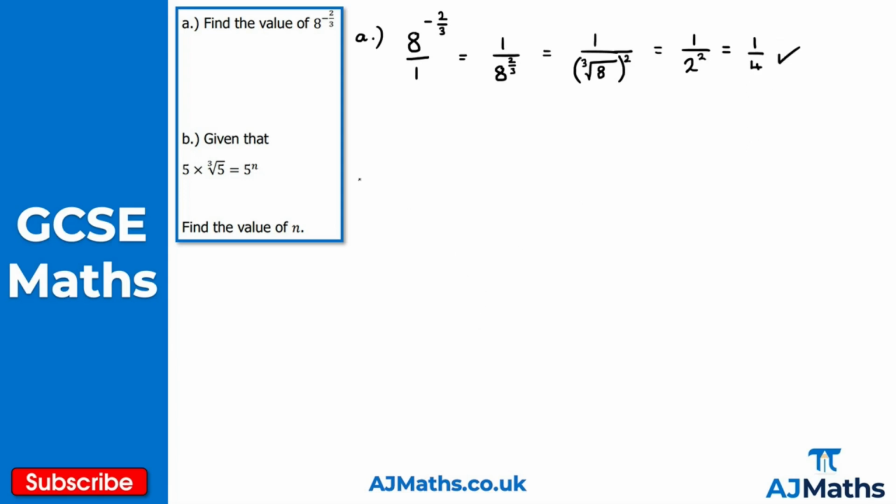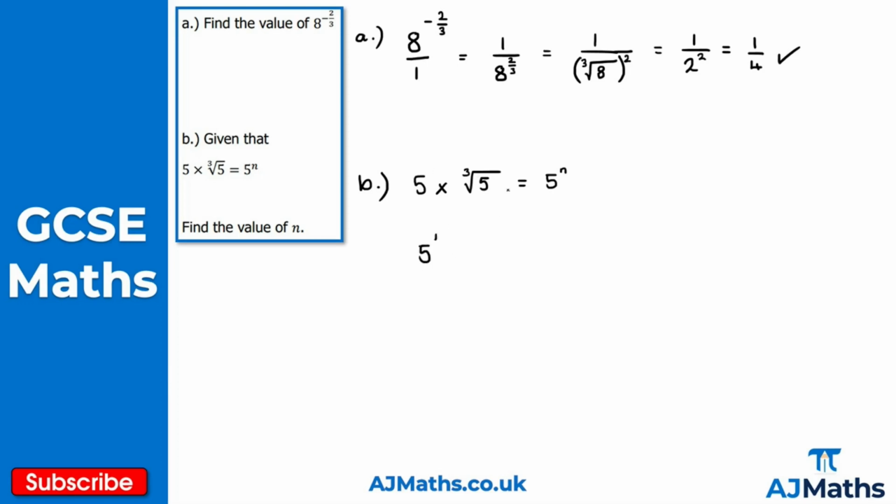So now let's take a look at B here. We're given that 5 times the cube root of 5 is equal to 5 to the power of n. And let's find the value of n here. So again, because we're multiplying here, and I want to express this as a single base with just one power, I'd expect to be able to simplify. Okay, so this 5, again, we don't write, but that would simply have a power of 1. We've got 5 to the power of 1.